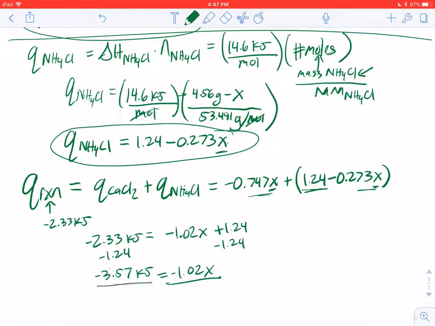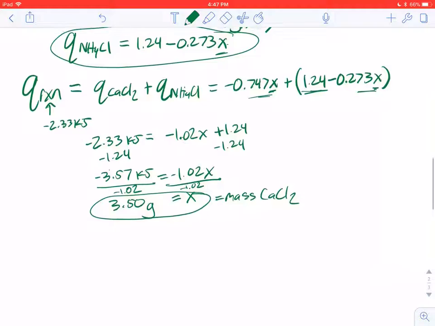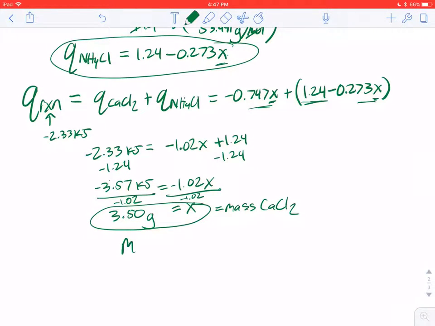And so we divide by our negative 1.02, and so we get x is going to be 3.50 grams, because that's what we defined as the mass of our calcium chloride. So now we defined the mass of our calcium chloride. If we wanted to find the mass of our ammonium chloride, we would take our total mass, subtract the piece that is our calcium chloride, and we end up getting 1.06 grams of ammonium chloride as well.